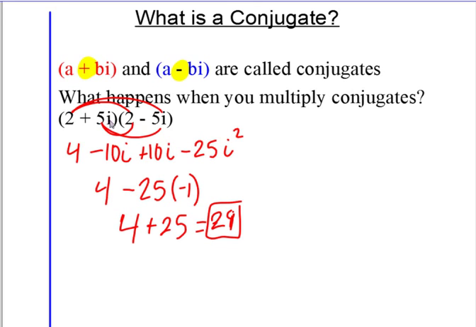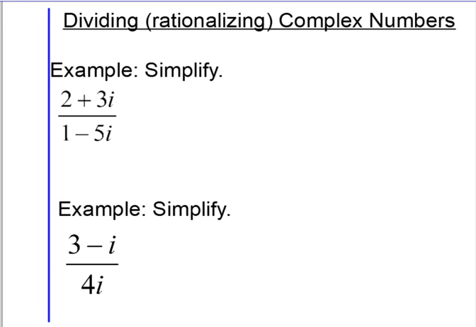So multiplying conjugates actually removes the i completely from our answer because the two terms in the center make 0 and an i squared actually is a negative 1, leaving you with just a real answer, 29. And no imaginary numbers are a part of this answer. So conjugates get rid of imaginary numbers. So let's use that while dividing, or what is better called rationalizing complex numbers.